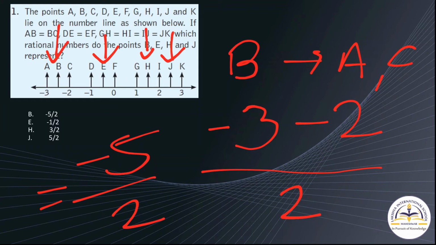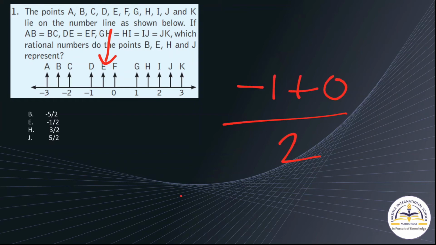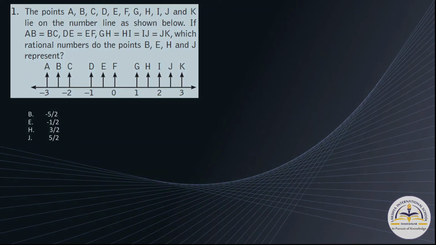Now, same here, we have to find the E value, that is -1 plus 0 upon 2. So we will get -1 by 2, because E lies between D and F. Okay, so in this manner you have to solve this question.